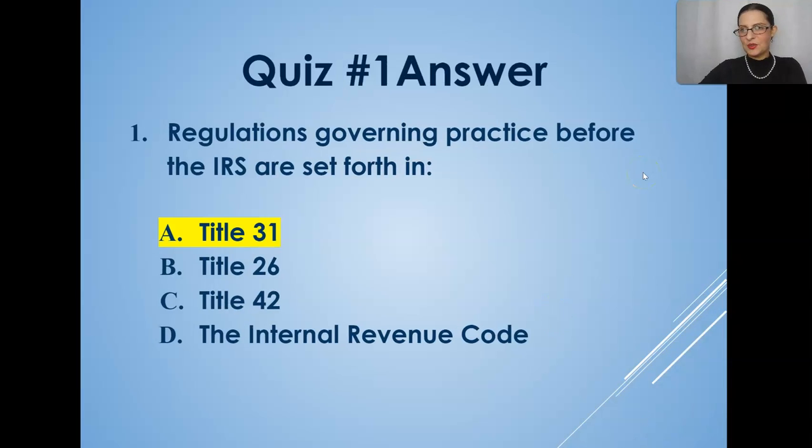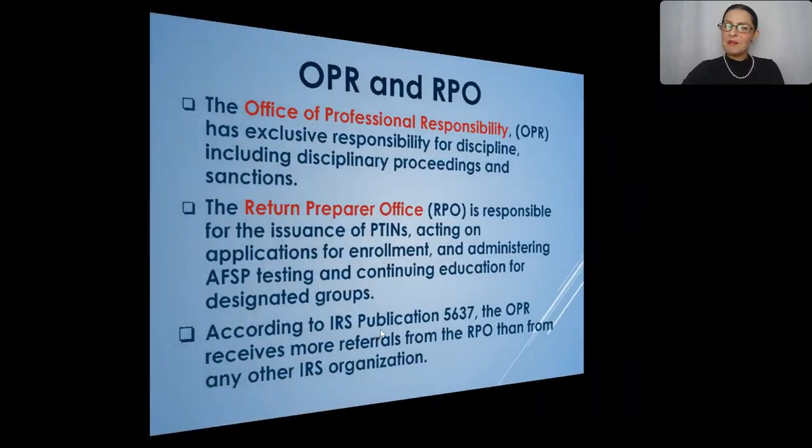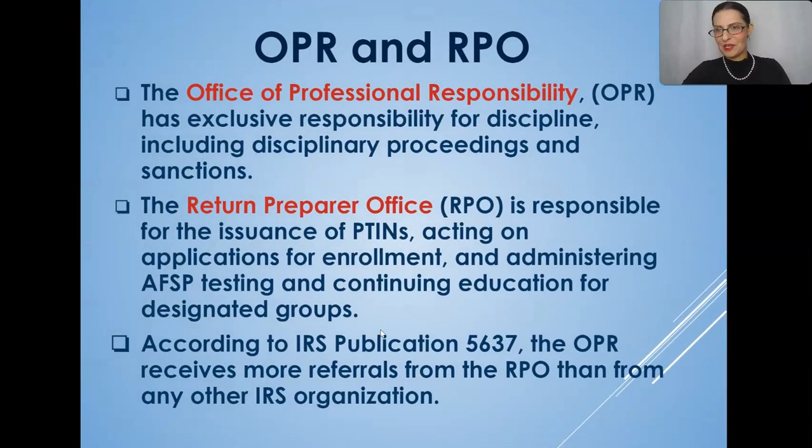And the answer to quiz number 1 is A, which is Title 31. So regulations governing practice before the IRS are set forth in Title 31. Now let's talk a little bit about the OPR and RPO.